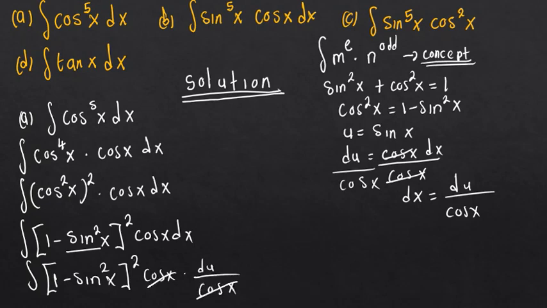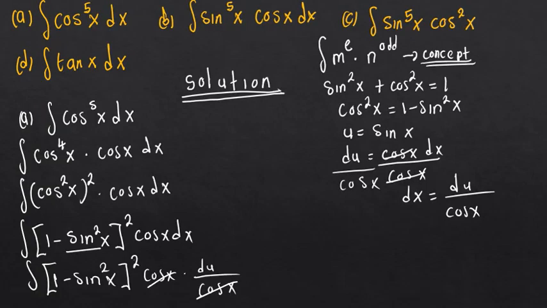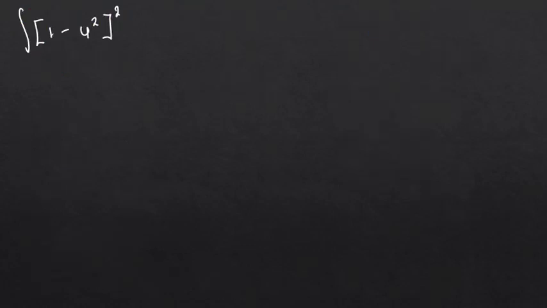Notice that this cosine and this cosine cancel, so we are going to have something like the integral of 1 minus u to the power 2, like that, okay. From here, we can now integrate everything.